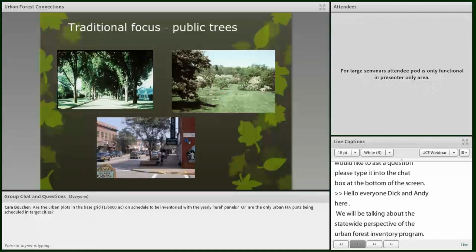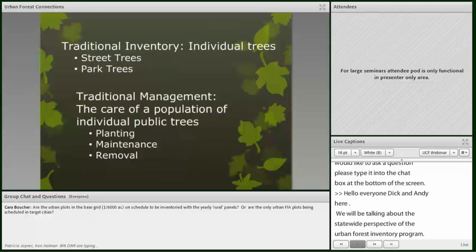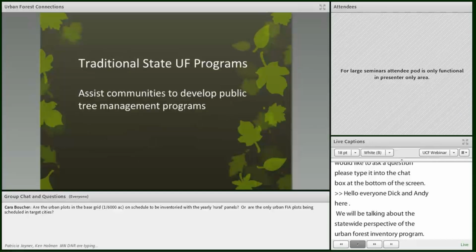So traditionally, urban forestry is focused on managing public trees. That's typically street trees and park trees. And a traditional urban forest inventory has collected data on individual trees so that it directs the management of a population of those individual trees.